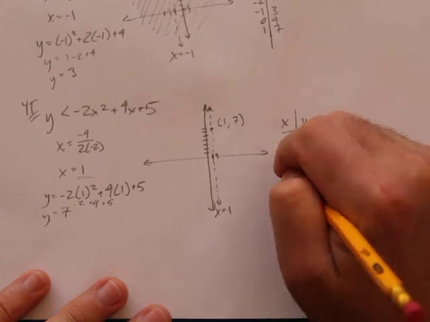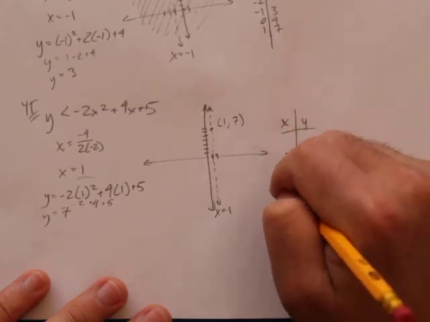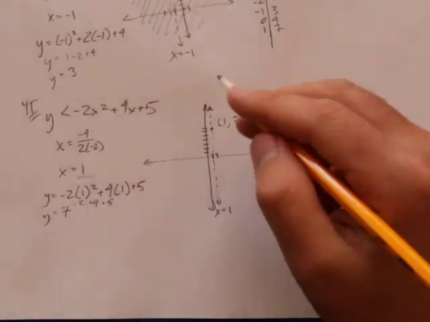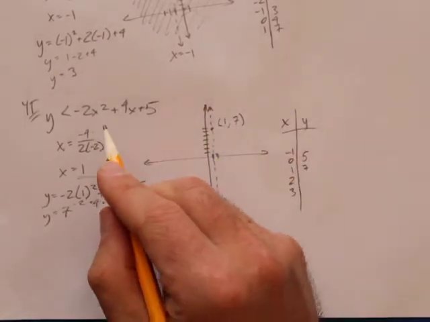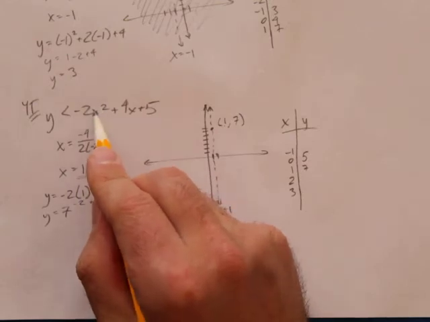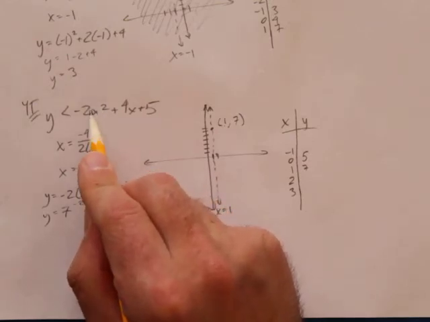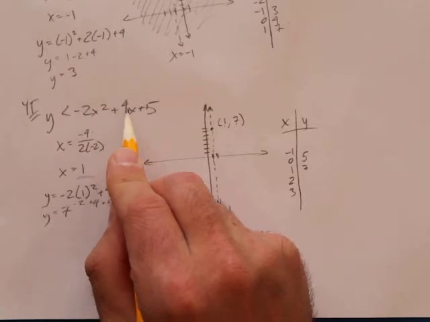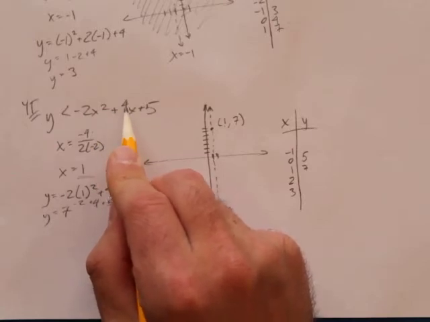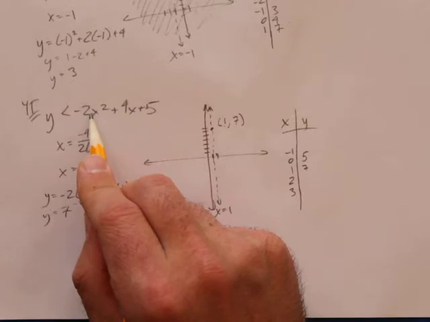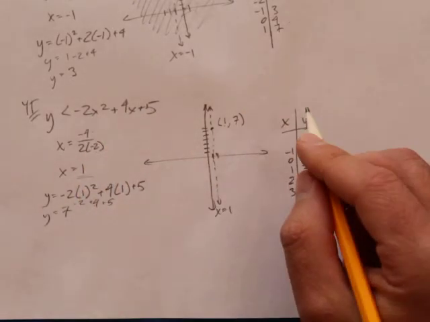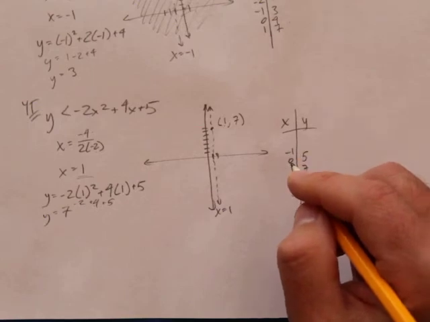1, 7. I'm going to plug in 0 and -1 and 2 and 3 to get the basic shape of this thing. When I plug in 0, I get 5. When I plug in -1, -1 times -1 is +1, so that's -2. And then I'm going to have -4 because I multiply that 4 by -1. So -2 minus 4, that's -6, plus 5 is -1.